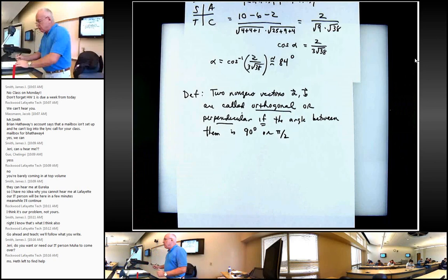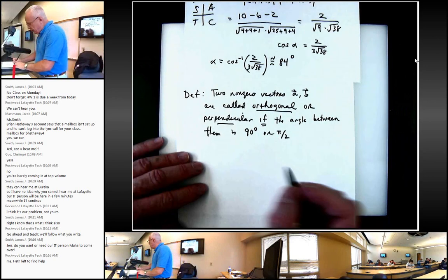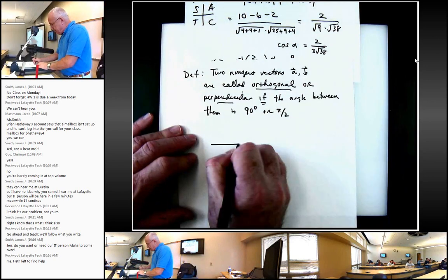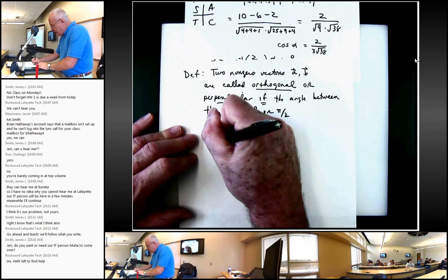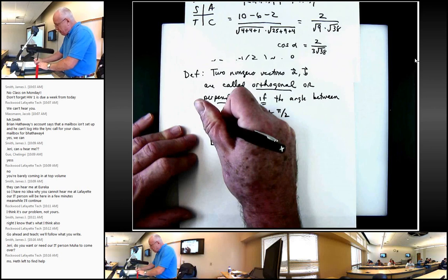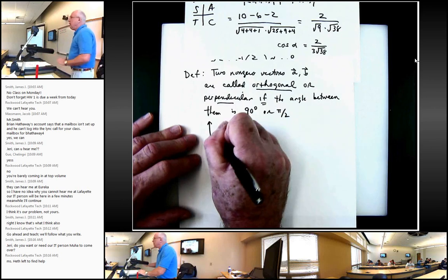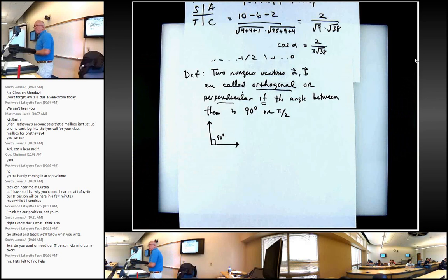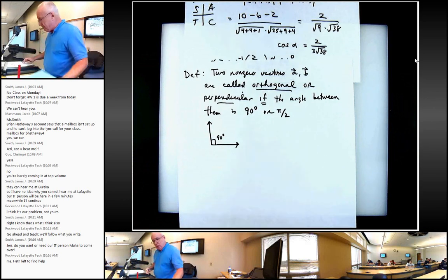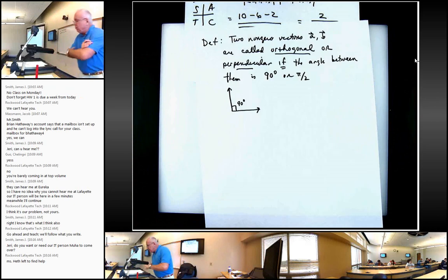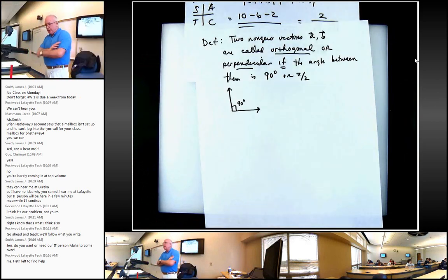And of course that should make intuitive sense here. We have a vector here, we have a vector here where we have a nice 90-degree angle. They are perpendicular to each other. We just have this new word called orthogonal. Okay? So let's see how this is related to the dot product.